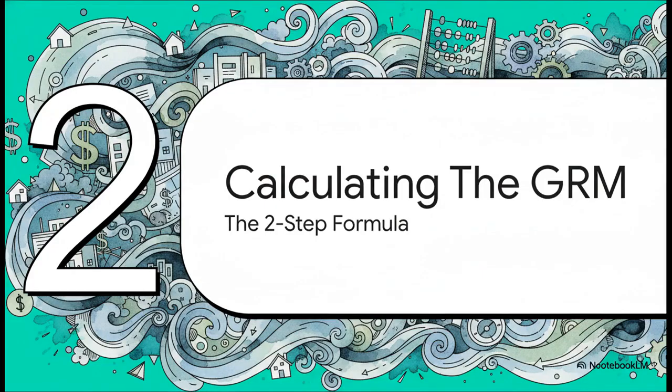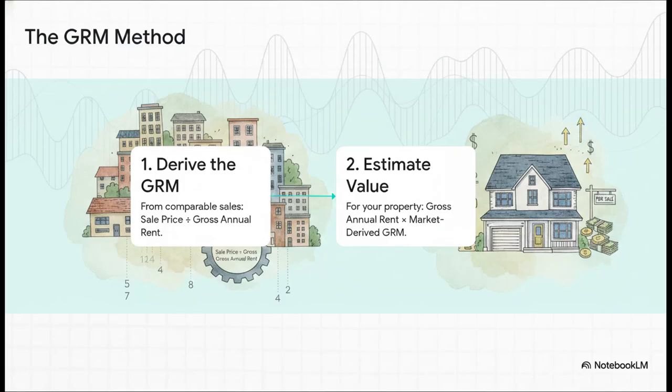Okay, so theory is great, but how do you actually use this thing? Let's get into the calculation. And don't worry, it's so easy you could seriously do it on the back of a napkin. It really just comes down to two simple steps. First, you've got to figure out the market GRM. You do that by looking at what similar places nearby sold for and what their annual rent was. Then, step two, you just take that multiplier and slap it onto the annual rent of the property you're eyeing.